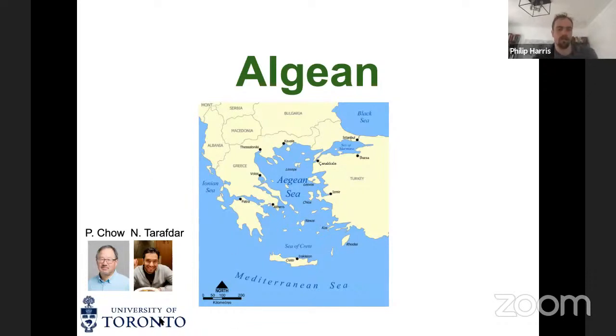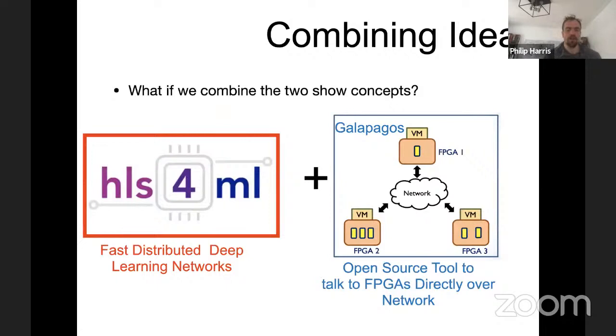that I did with these guys at University of Toronto. And the idea here was to merge the idea of HLS for ML, where we use a lot of resources but make networks really fast, with an inter-processor protocol called Galapagos that aims to connect disparate processors. So you can imagine having a cluster with a CPU, an FPGA, and a GPU, and having them all communicate with one single protocol. And so we decided to combine these.